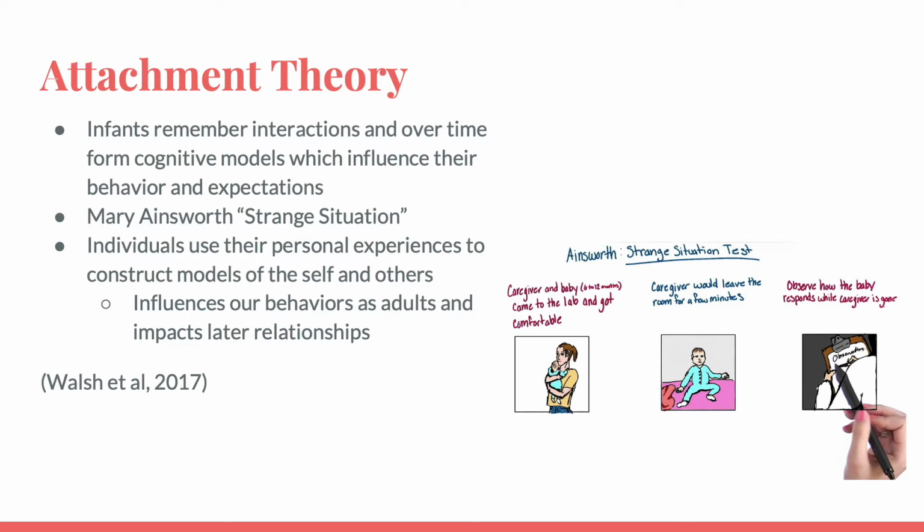In this Strange Situation test, she had a caregiver and their baby come into the lab. They got comfortable and played with toys. Then she introduced a stranger. Then the caregiver left, and the baby was left with the stranger. And then the caregiver would come back, and the stranger would leave. She looked to see how the baby reacted and their behaviors. And in this way, she developed these attachment styles.